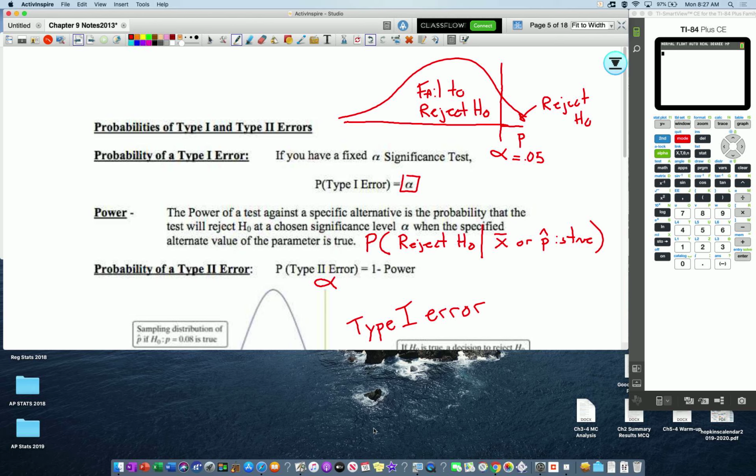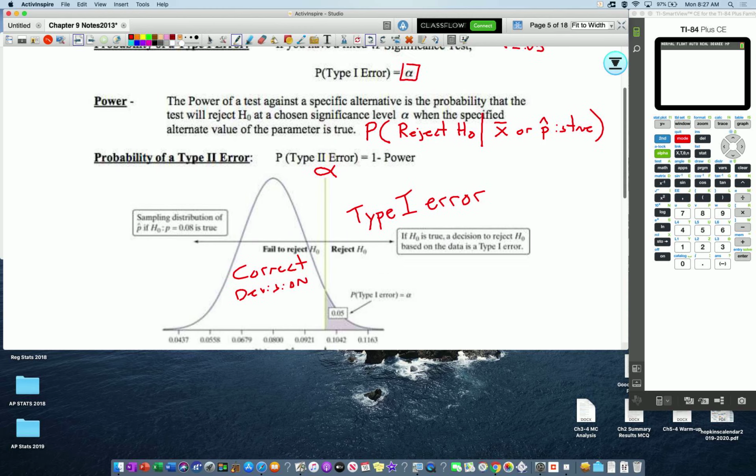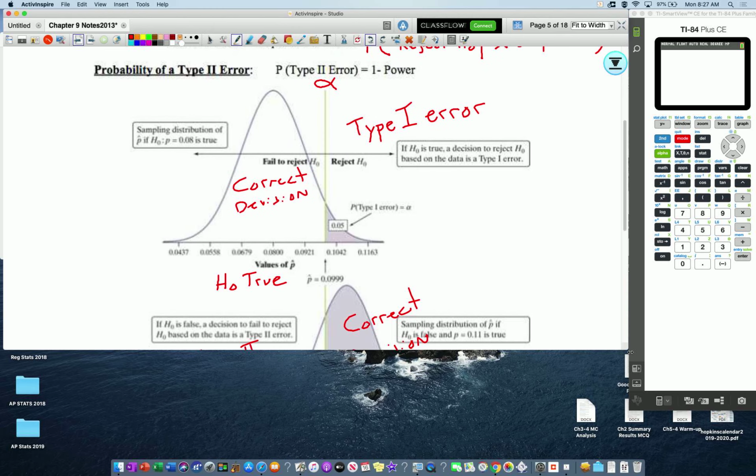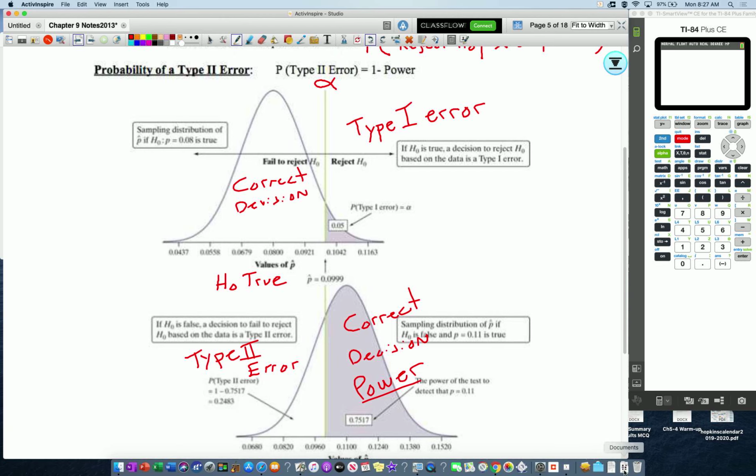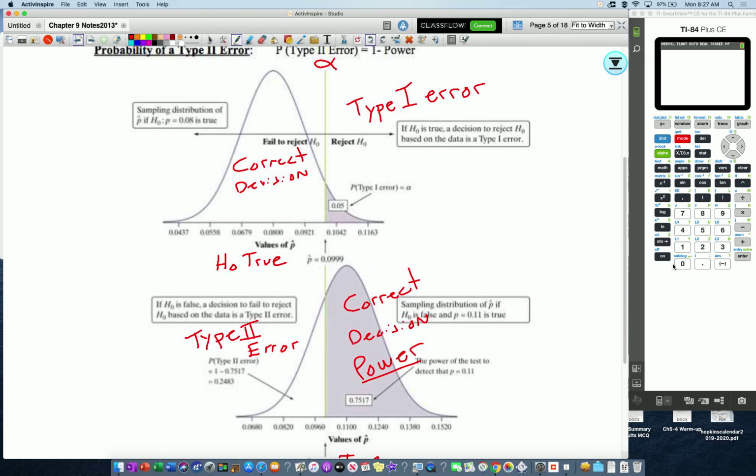Now, the nice thing is on the AP exam, they never have you actually calculate this power directly in a problem. What they'll do is give it to you if they're asking you to calculate the probability of a type 2 error. They'll say the power is 0.68. So therefore, 1 minus 0.68 is 0.32. That would be the probability of the type 2 error. But to help you see it visually, and I think this is important to see, you have these two diagrams here.